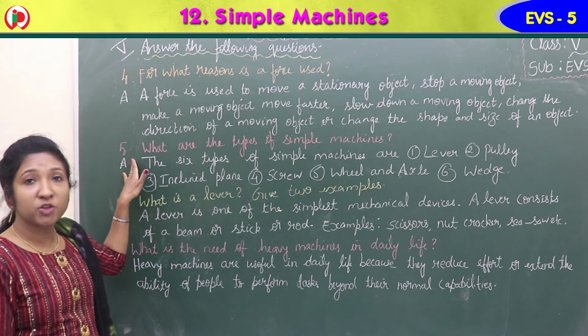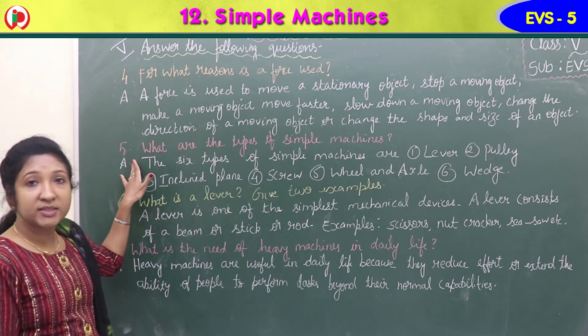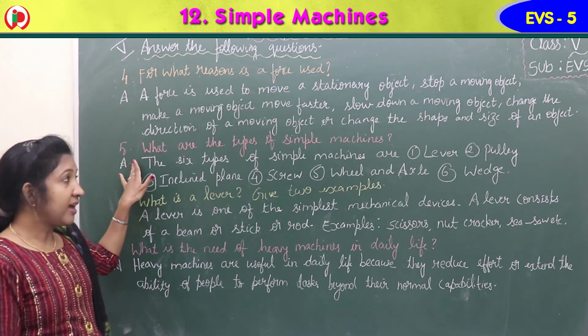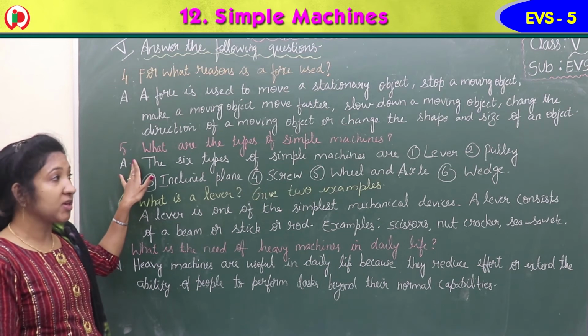Now coming to the fifth question, which is the fifth question, children. What are the types of simple machines?